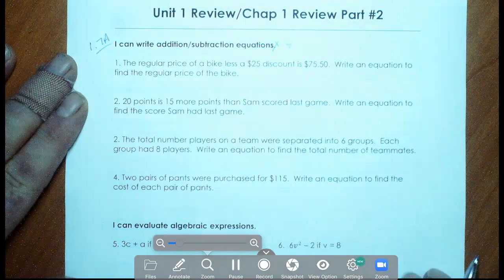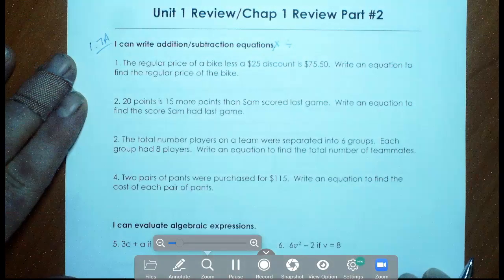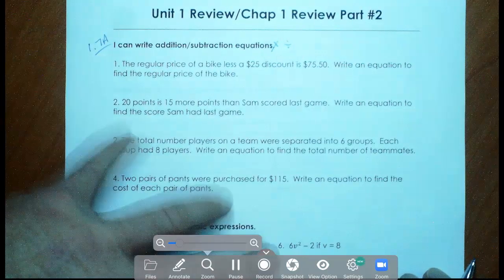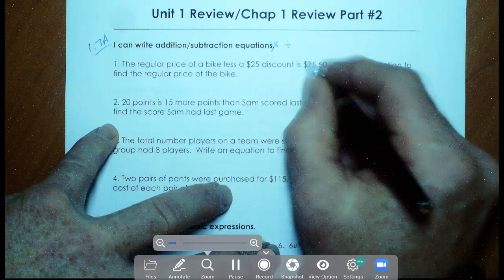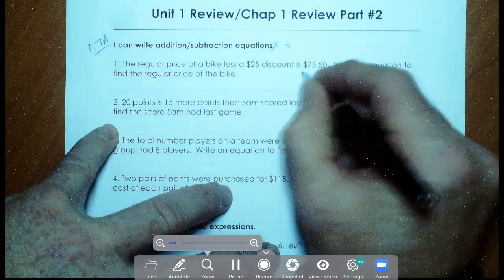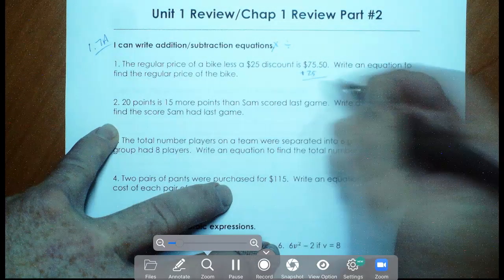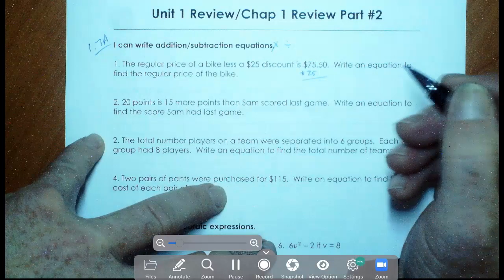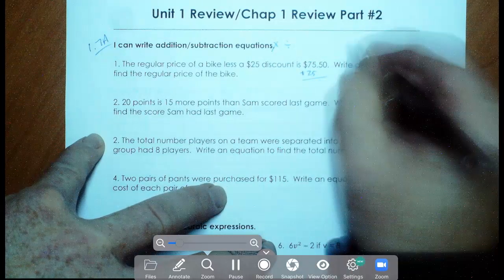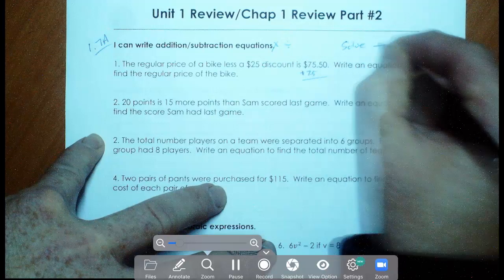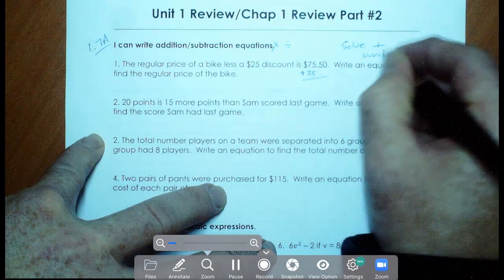The regular price of a bike, less a $25 discount, is $75. Write an equation to represent the regular price of the bike. So what we do here is we would take this $75 and add the $25 to see how much the total of the bike was. So if we solve with addition, we write the equation with subtraction.